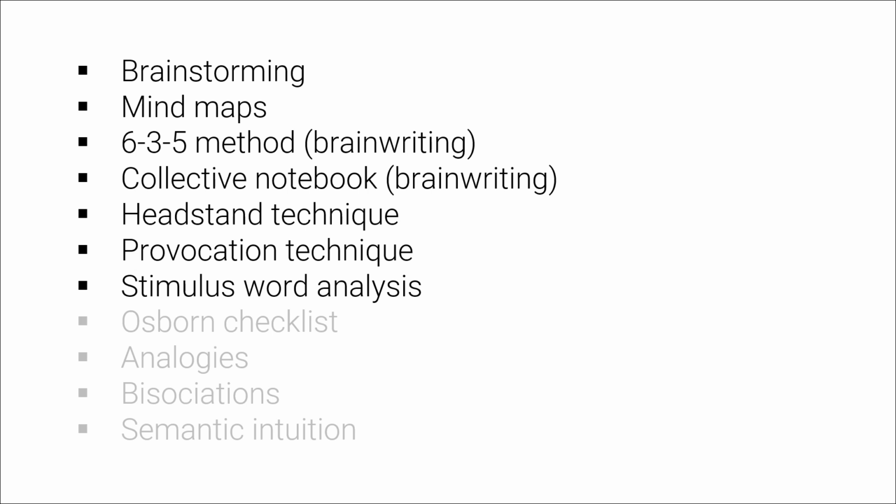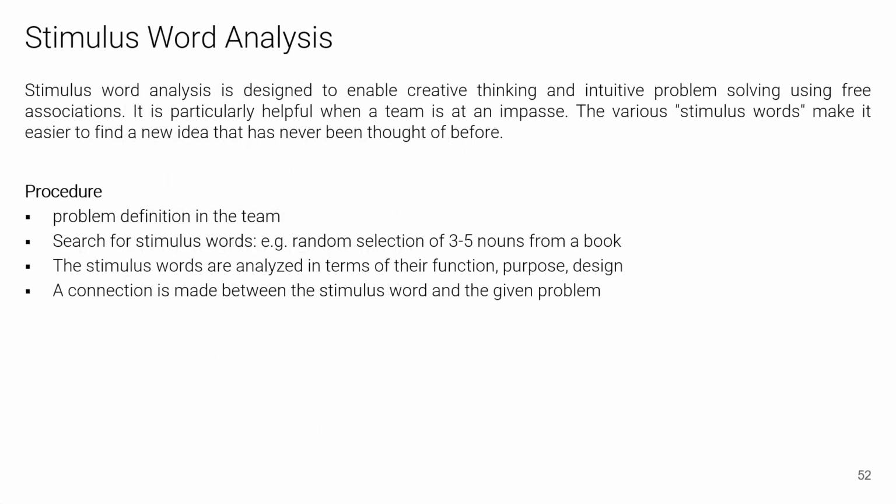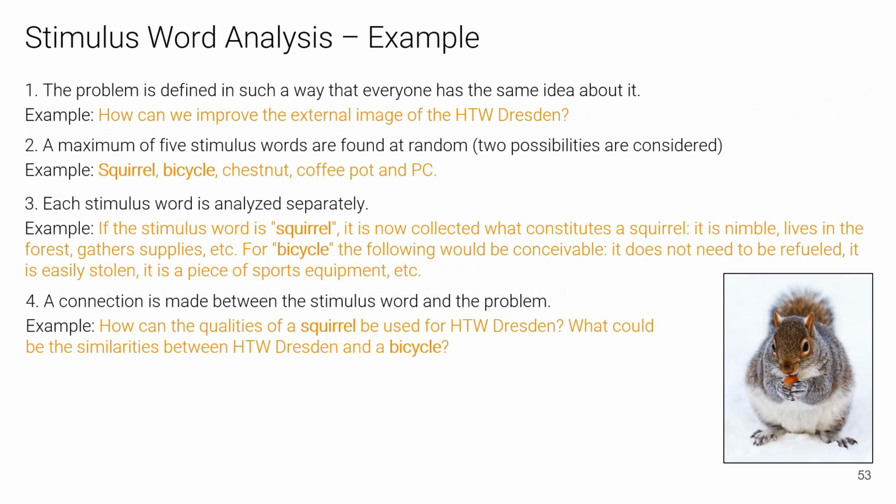Now let's look at stimulus word analysis. In stimulus word analysis, we want to find solutions and ideas through associations. First, the team defines the problem and then looks for 3 to 5 random stimulus words, for example, random nouns from a book. After that, the words are analyzed in terms of functionality, purpose, and design. With the results, we try to establish a connection to the task. Let's look at an example.